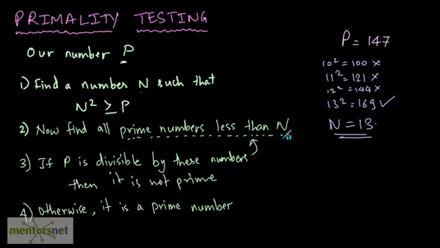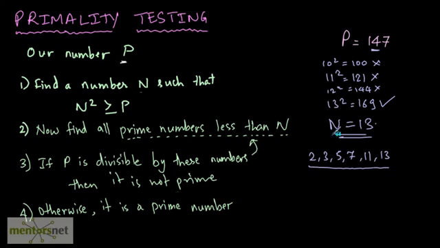The prime numbers which are less than 13 are, let's start from 2, 3, 5, 7 and 11, and the number 13 itself. Now we have all those numbers which are less than n and which are prime numbers. Now the third step says that if p is divisible by these numbers, then it is not prime. So if our number p, 147, is divisible by any of these numbers, then it's not going to be a prime number. Otherwise it's going to be a prime number.